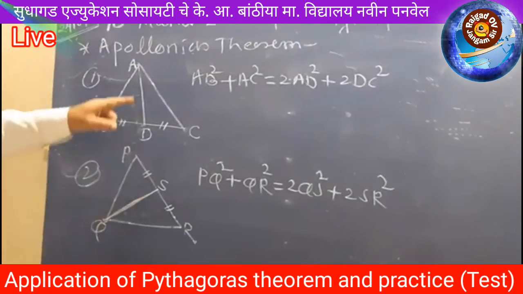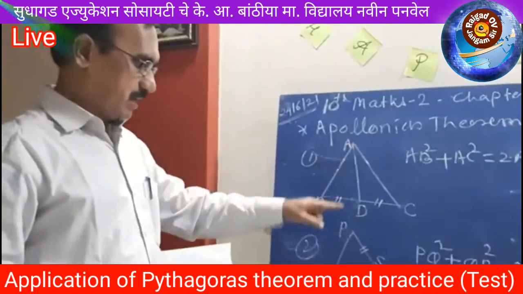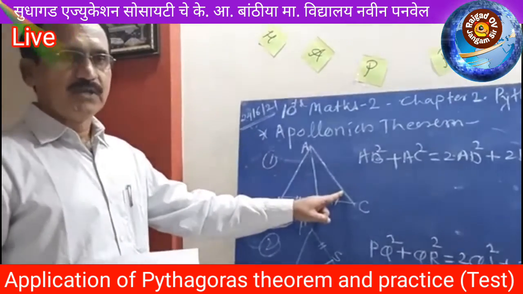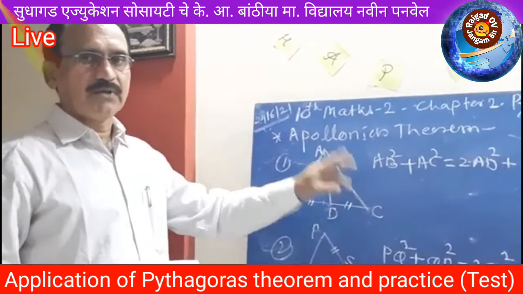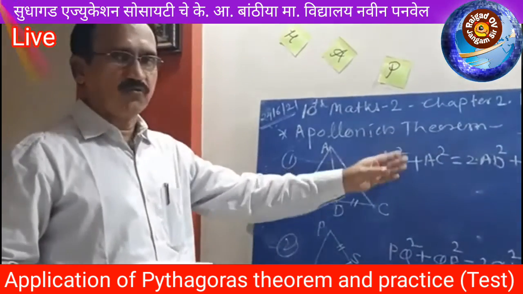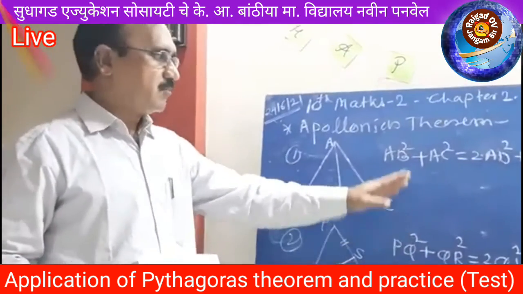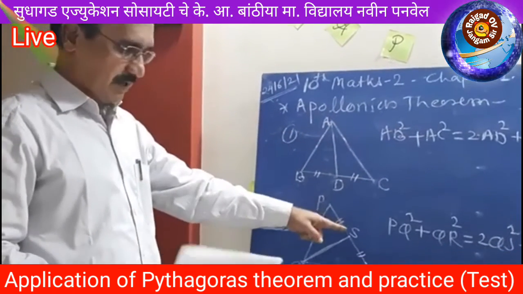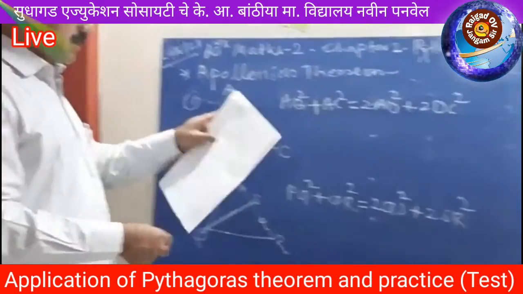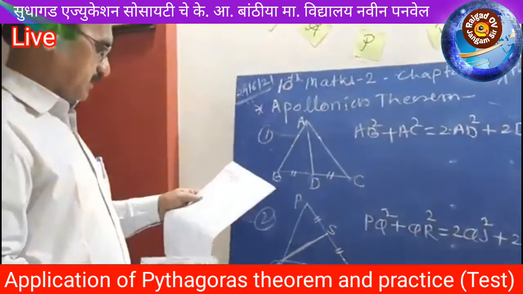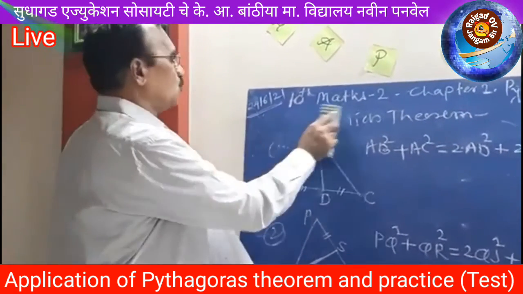That means we can draw a median from this point, from this point, and from this point. Each and every triangle has 3 medians, that means we can write 3 types of formula for each and every triangle. But here we consider only median AD and median QS. After this Apollonius theorem, we are going to see practice set 2.2.